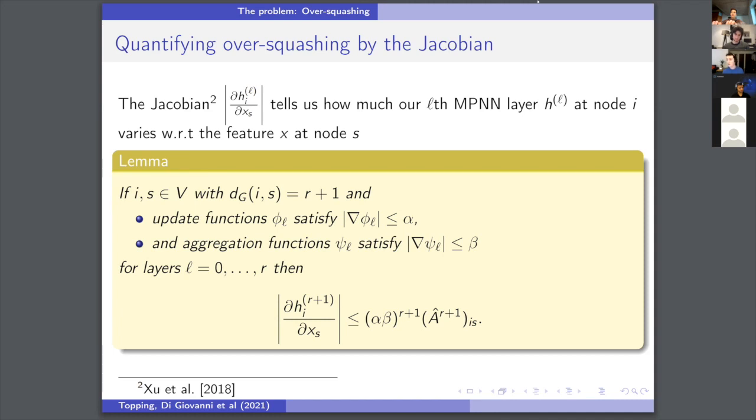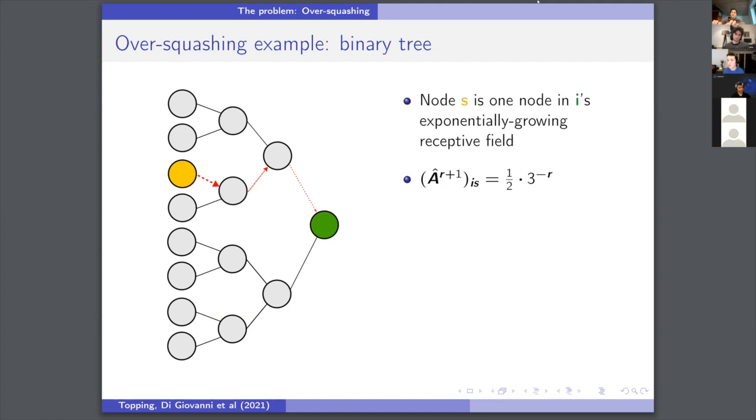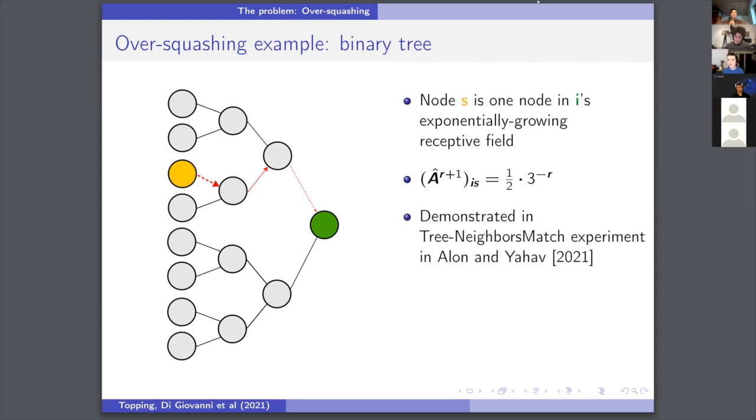So seeing this in an example, coming back to our binary tree, node S in gold is just one node in I's exponentially growing receptive field. And we see that the relevant term for this normalized adjacency matrix has this 3 to the minus r term. So it's exponentially decreasing as you start to look further into the tree. Again, calling back to Alon 21, this is demonstrated in the tree neighbors match experiment, where they show that as the tree grows, many common neural network architectures are going to start to suffer from this problem.